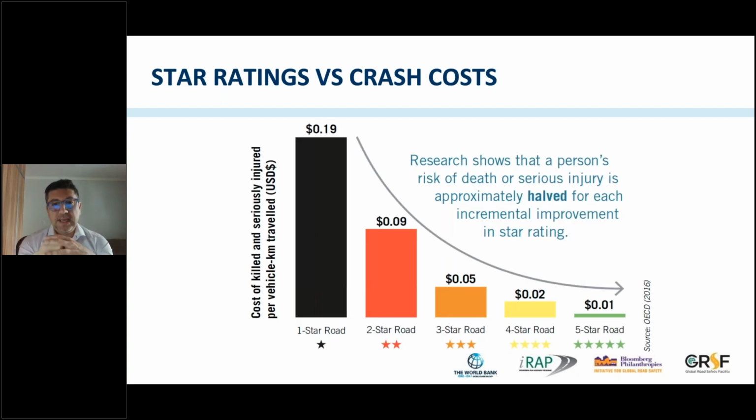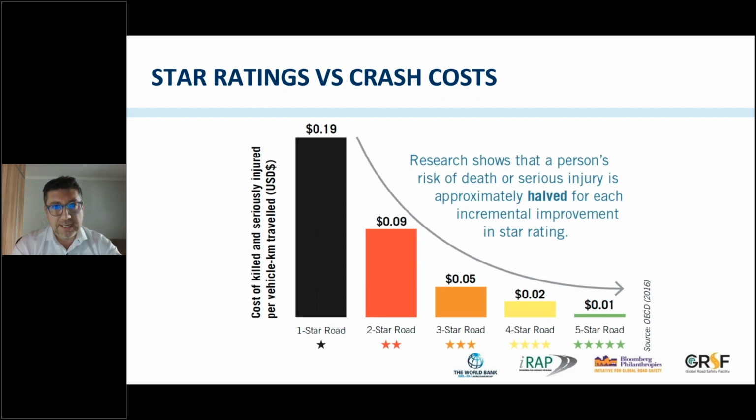So the star ratings, the research shows that a person's risk of death or having a serious injury is approximately going to be half every time that you increment the star rating. So when you go from a 1-star road to the same road improved to a 2-star road, the possibility of having a death because of an accident on that road is going to be half. And then if you go from 2-star to 3-star, it's going to be half again, and so on until 5 stars. What in iRAP we encourage is that the countries and the authorities and the regions do have minimum 3 stars or better for all road users, because we know that we are going to be providing safer infrastructure and a low level of risk of having an accident or a death.